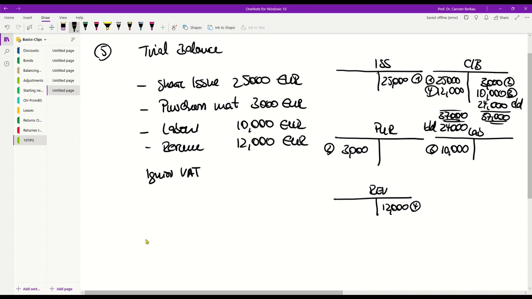You just take negative 25,000. You're going to add 24,000. You add 3,000 for the purchases. You add for the labor 10,000. And you deduct 12,000 for the revenue as it is in credit entry. That should give you a 0.